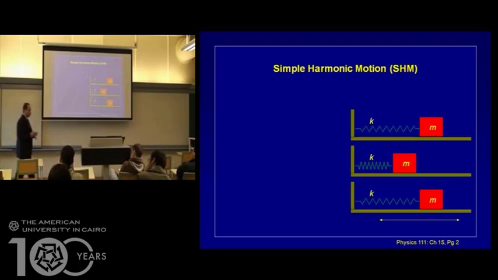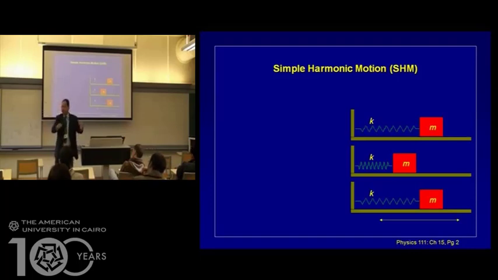Why are we studying simple harmonic motion now? We have studied linear motion, which means an object that moves in a line. We have studied circular motion, an object that moves in a circle. This is a combination of those two motions: an object that seems to be moving along the line, but it's actually performing a circular motion.